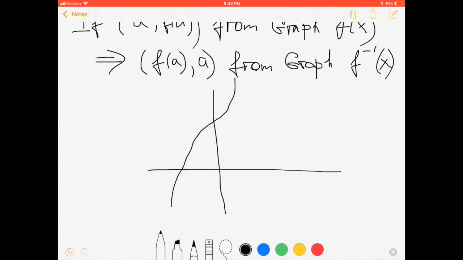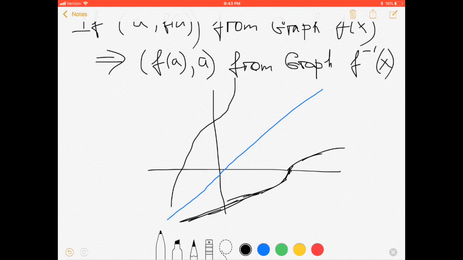This means if you have some function and its graph, and you see it's an invertible function, the graph of the inverse will be symmetric about the line y equals x. Something like this. This is the line y equals x, this is f(x), and here is, for example, the inverse. Yes.